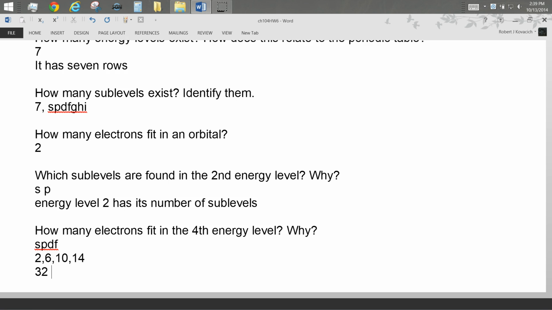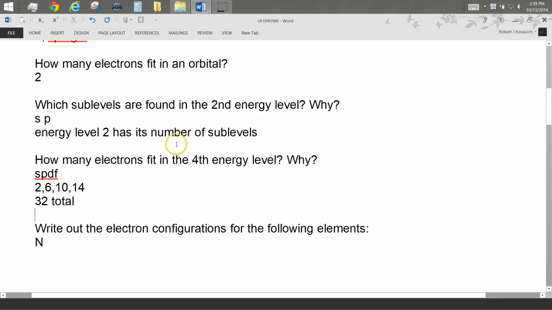Okay, write this out. Alright, so what do we got here? 1s2 and 2s2 and 2p3. And can you give me 2 reasons how you know that's the correct electron configuration? It has the 7 electrons. Nitrogen has 7 electrons, so we can add that 2, 2, and 3 gives us 7.